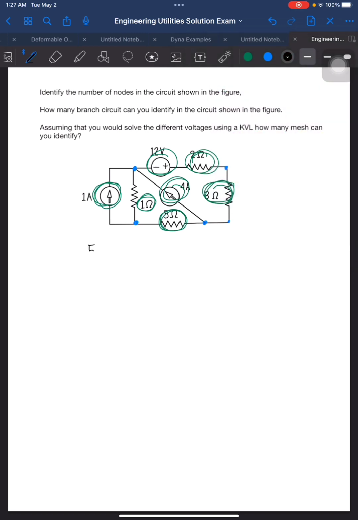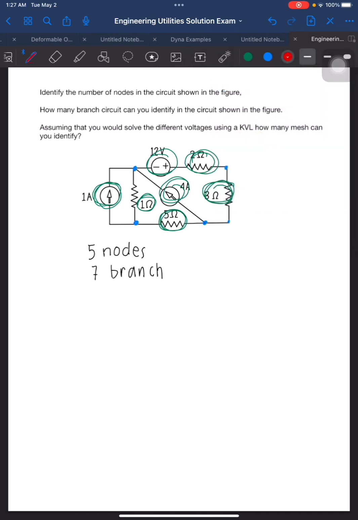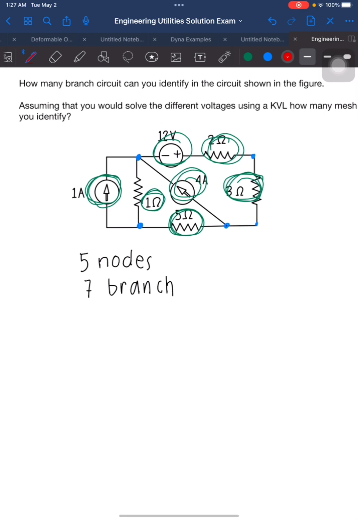5 nodes, 7 branch. And last, assuming that you would solve the different voltages using KVL, how many mesh can you identify? Ang mesh, pwede na natin matawag na loop. So, ano nga ba ang loop? Any closed path in the circuit can be called a loop.